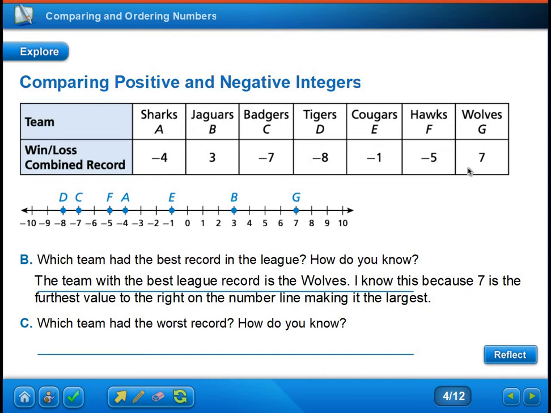So now I want you to take a look at C, and I want you to figure out who had the worst record, and then I want you to try to figure out how you know that. Use the answer that we used for B to help you with C. When you come back, you can check your answer.